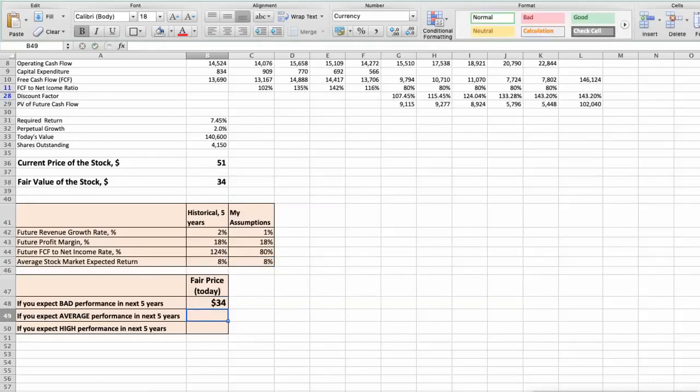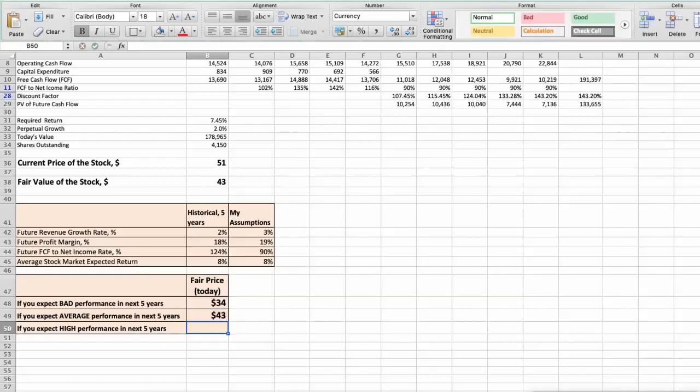Second scenario. Cisco will have average performance in next 5 years, and we will use the following parameters in our calculation. Future revenue growth rate would be average, 3%. Future profit margin would be average, 19%. Future free cash flow to net income rate would be average, 90%. In this case, the fair value of the stock today would be $43.